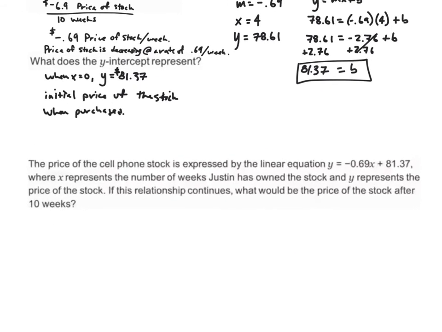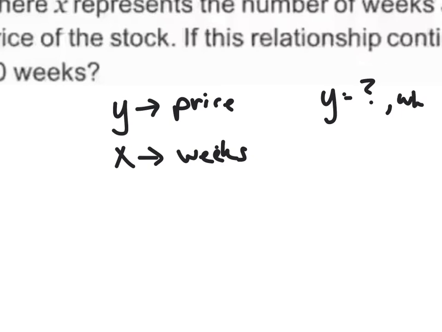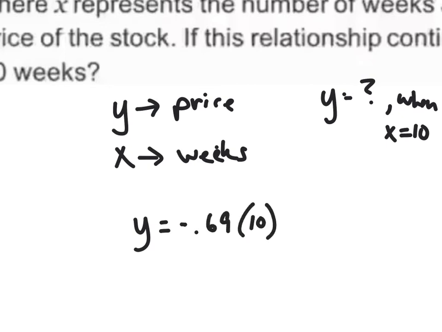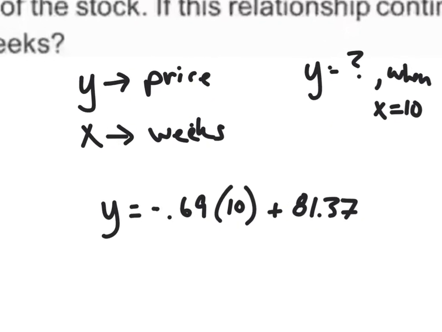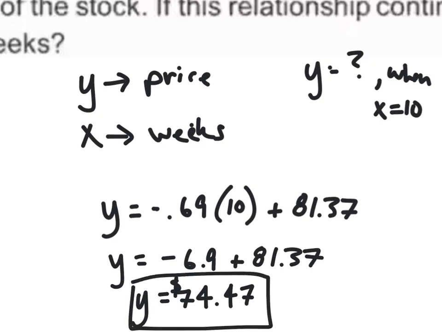Now the question asks, if this relationship continues, what would be the price of the stock after 10 weeks? Remember that y is price, x is weeks, and we want to find y when x is equal to 10. So I'm going to use this equation, y equals negative 0.69 times 10 plus 81.37. So y is equal to negative 6.9 plus $81.37. If I take 81.37 and subtract 6.9 from that, y is equal to $74.47. And that's our answer.